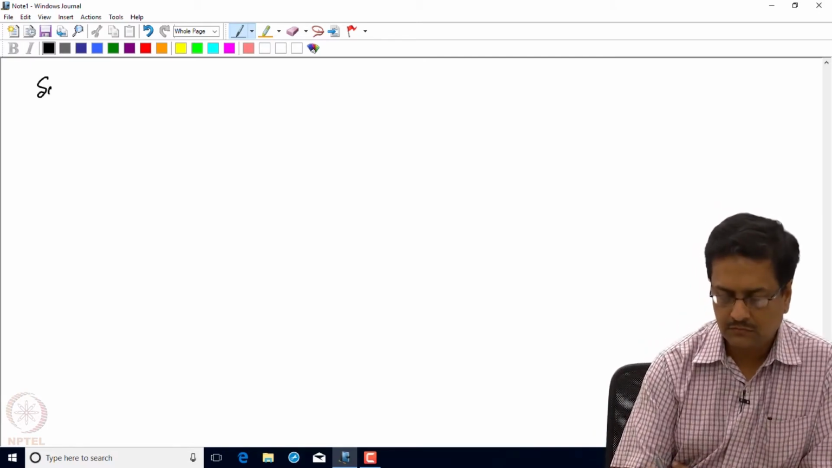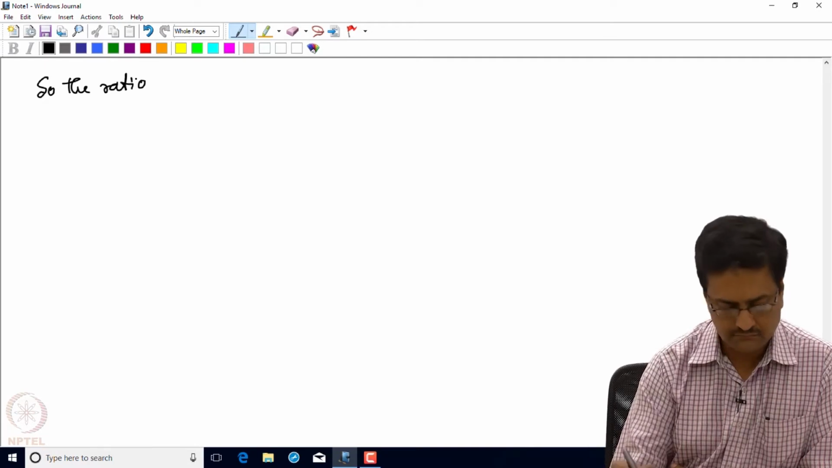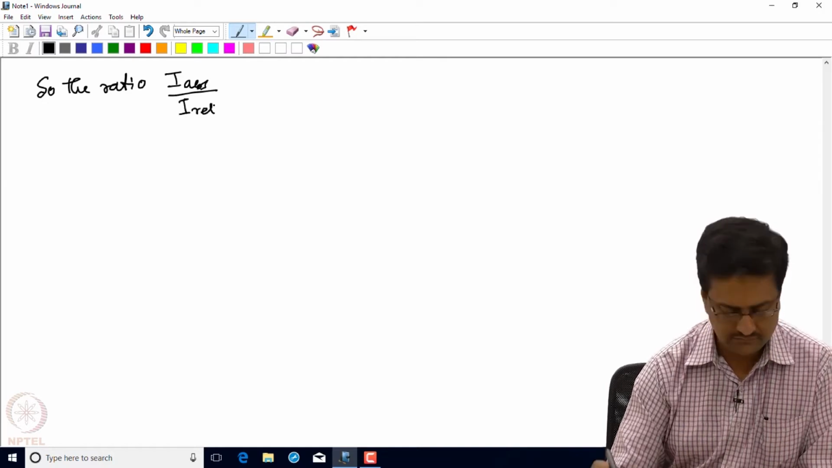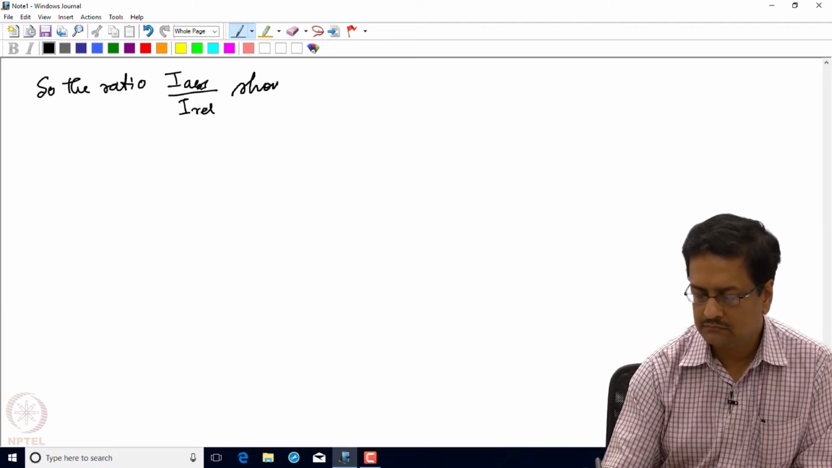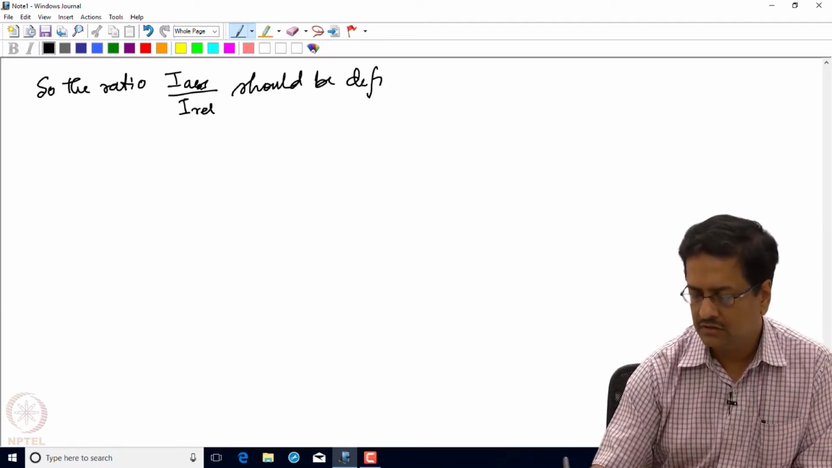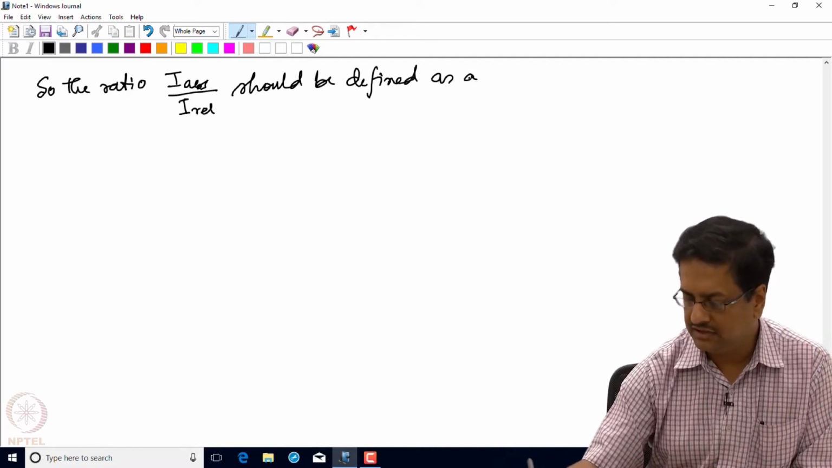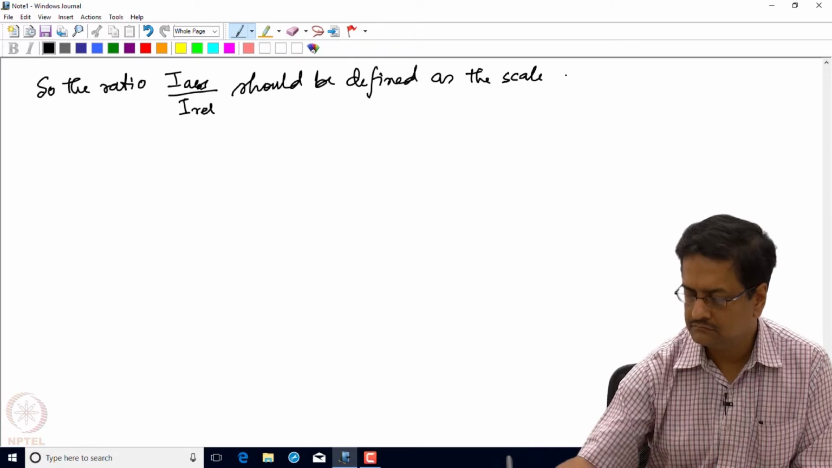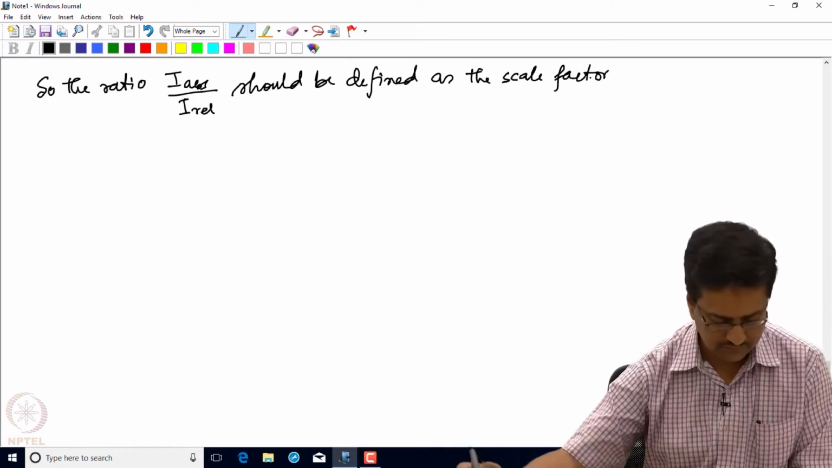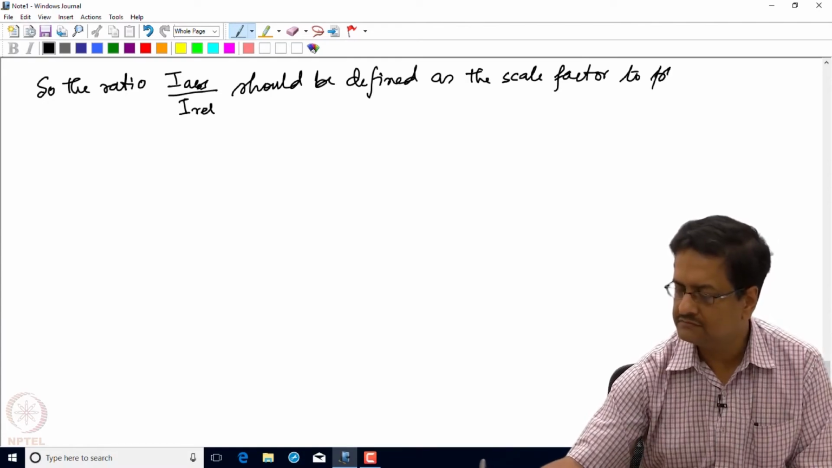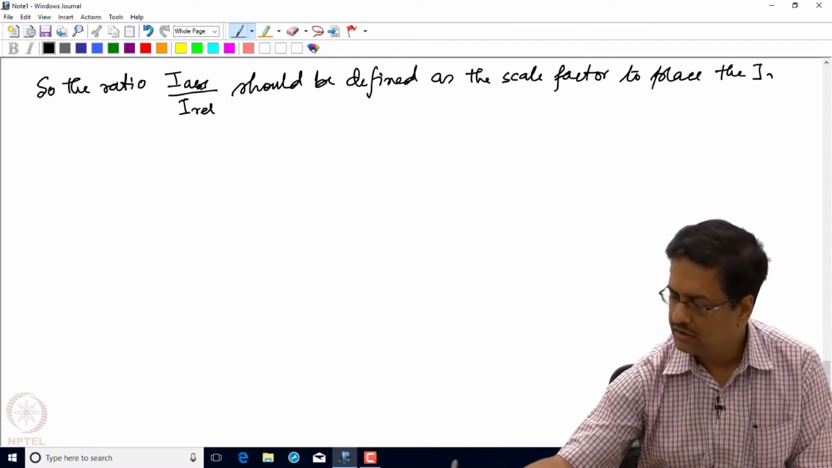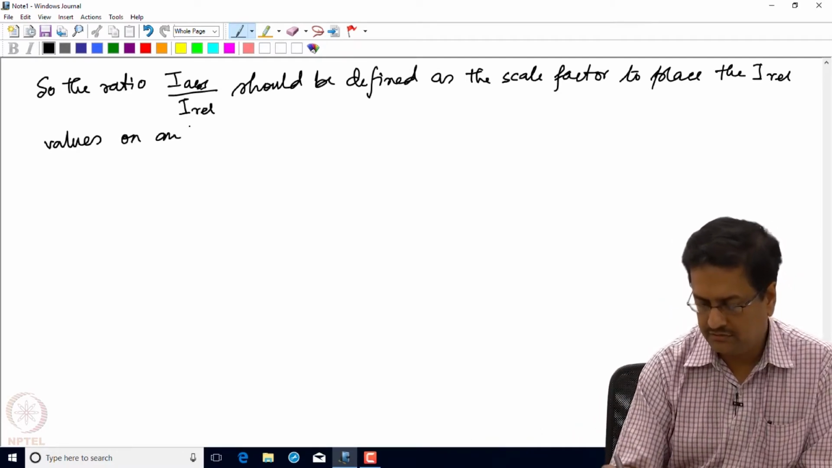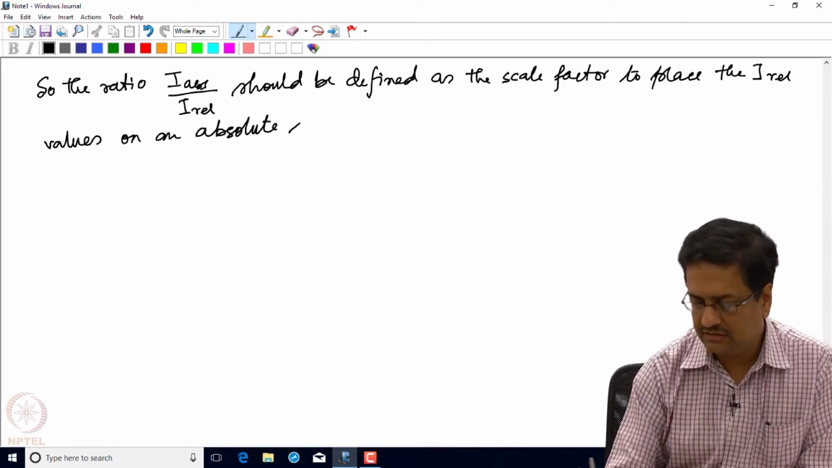So the ratio I ABS by I REL should be defined as the scale factor to place the I relative values on an absolute scale.